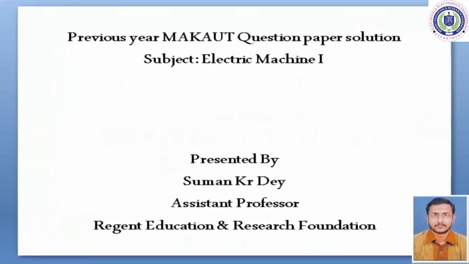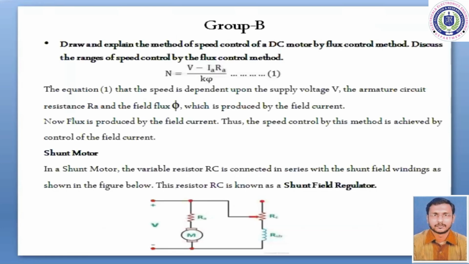The objective for making this video is to discuss previous year MAKAUT question paper solution on Electric Machine 1 subject. Today, we come with Group D question answer. So, the first question is, draw and explain the methods of speed control of DC motor by flux control method.